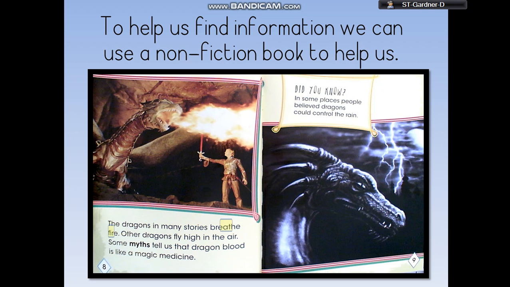Now, I've highlighted some of the key bits from that text. So, I found out that a dragon can breathe fire. That's a really key power that a dragon has. I also highlighted that they can fly high in the air with their huge, gigantic wings. And that dragon blood is like a magic medicine in some myths as well. So that's a really important power that a dragon can have. And finally, the one that I didn't know until today was that a dragon could control the rain and the weather. That's a very, very key power. So it's very, very powerful, a dragon is.